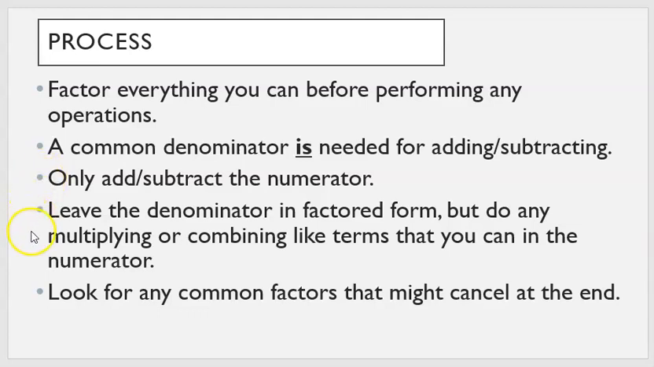And also just for the notation, we usually leave our answers with the denominator in factored form. But for the numerator, you do want to do any multiplying or combining like terms that you can. And then sometimes at the end, you may find a common factor after you've done the combining like terms in the numerator. There may be something that cancels from the top and bottom after that step, but don't try to cancel beforehand.